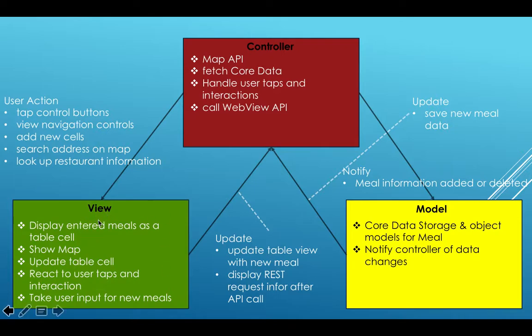So once the user enters some data in the view, it'll send that data to the controller, like, hey, here's some data, do something with it. The controller will do something with it, and it'll send that information back to the view as, here's your updated information. And then we have the model over here, and the model is essentially core data. For the model, I only had one model, which was the meal, which is what's being saved. Essentially, the model saves new meal data, and the controller also notifies it whenever meal information is either added or deleted from the view.